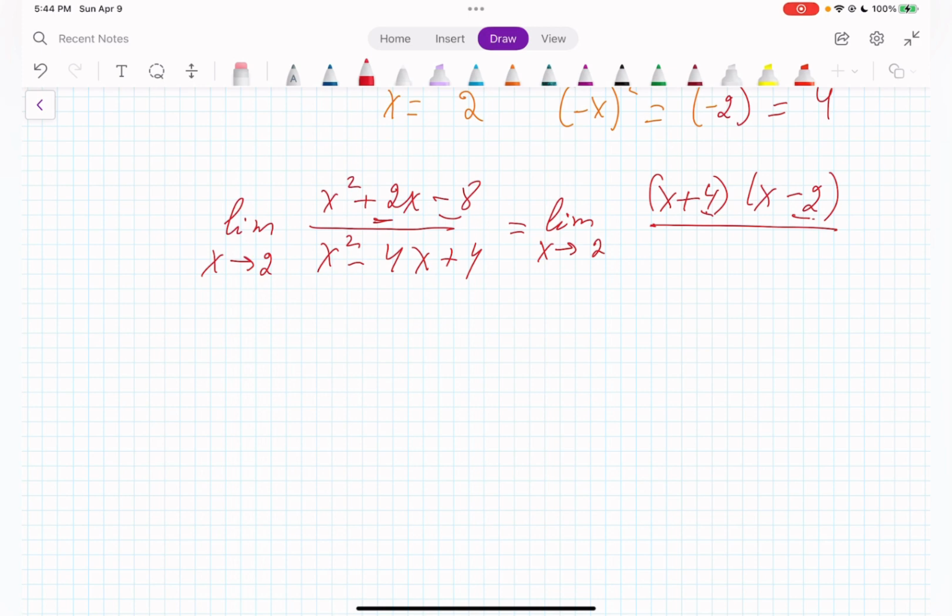x plus 4, x minus 2. Just to remind you, 4 times negative 2 gives negative 8, and 4 plus negative 2 is positive 2. That's how we did it. Now x squared minus 4x plus 4 is x minus 2 times x minus 2. Negative 2 times negative 2 gives positive 4, and negative 2 put together with negative 2 gives negative 4.